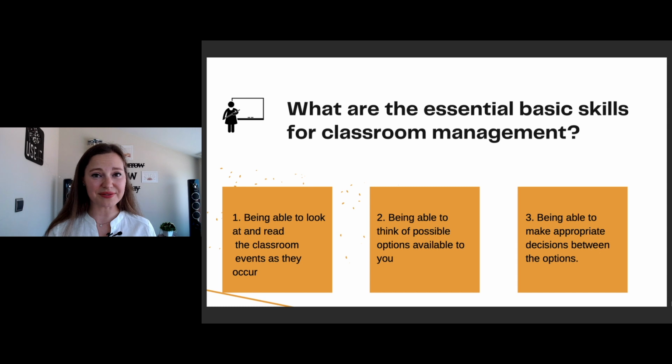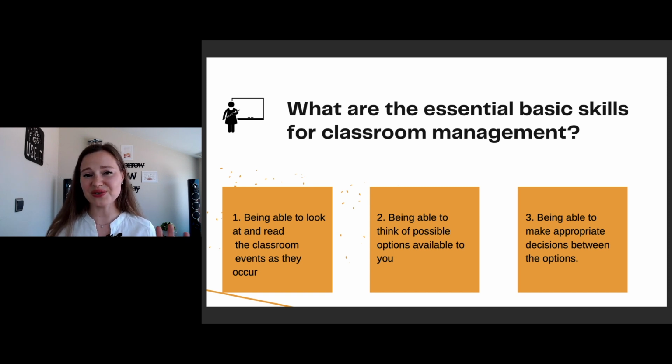What are the essential skills for classroom management? Well, there are actually 3 of those. Number 1, you need to be able to look at and read the classroom events as they occur. Number 2, the second skill that is definitely helpful to acquire is to think of possible options available to you. So right now you need to consider what might be available, and you need to use all necessary things that surround you. Maybe it's some kind of activity that will switch the pace, or probably you will change the sitting. All these matter. And the third skill, you need to be able to make appropriate decisions between the options.